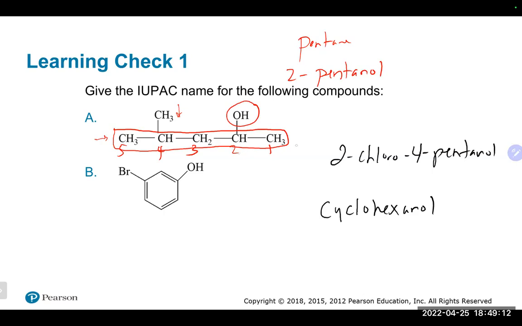Since I am numbering this way, my methyl group there is going to be at carbon number 4. So this should be 4-methyl-2-pentanol. Any questions on that name there? Yeah.